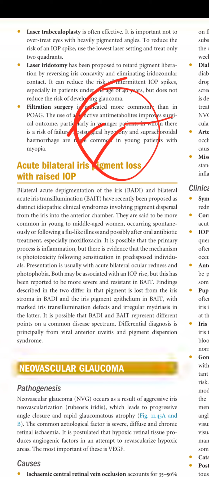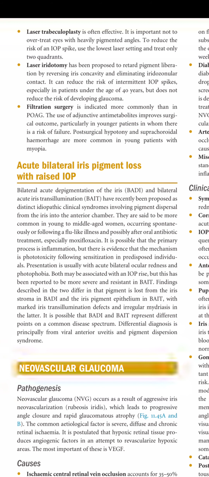It is possible that a primary process is inflammation, but there is evidence that a mechanism is phototoxicity following sensitization in a predisposed individual. Presentation is usually with bilateral ocular redness and photophobia. Both may be associated with raised IOP, but this has been reported to be more severe and resistant in BADI. Findings described in the two differ in that pigment is lost from the iris stroma in PDS and iris pigment epithelium in BADI, with marked transillumination defect and irregular mydriasis in the latter.